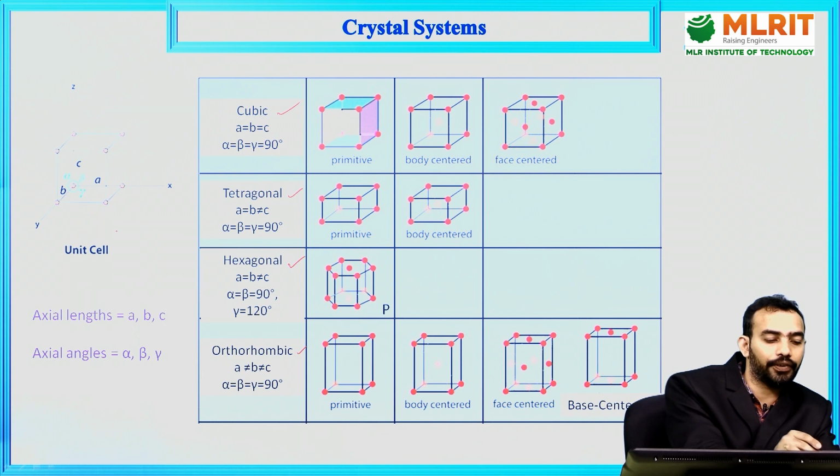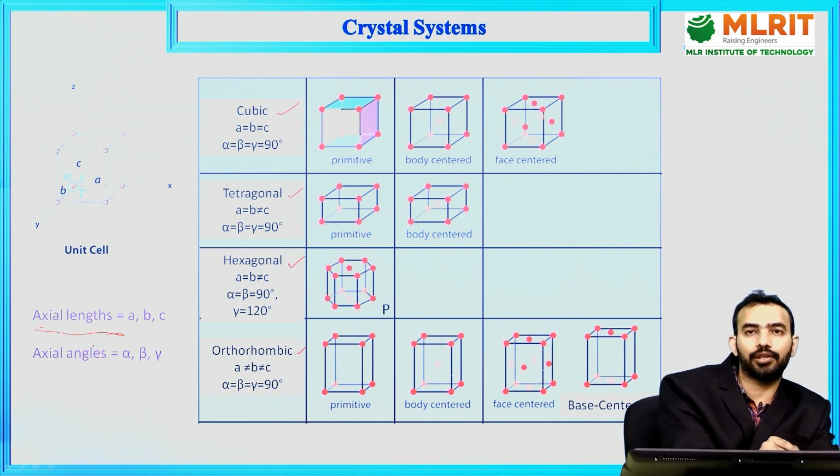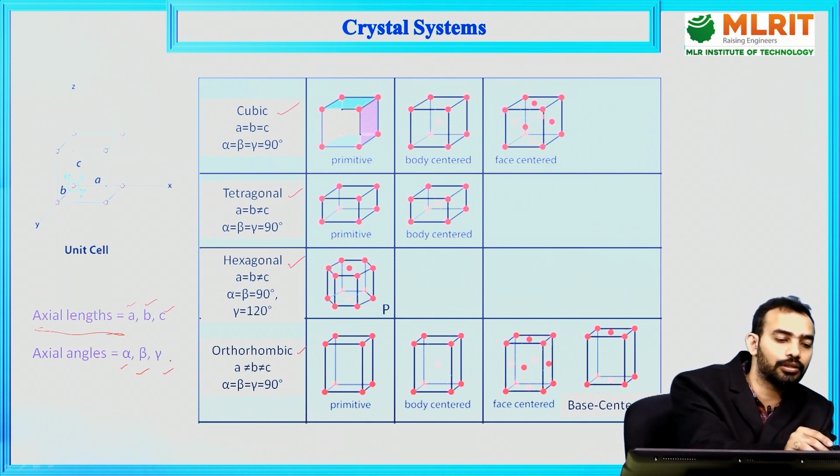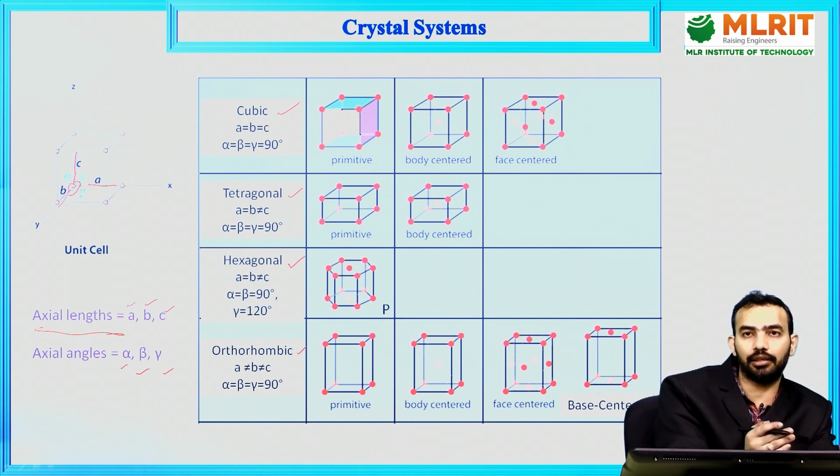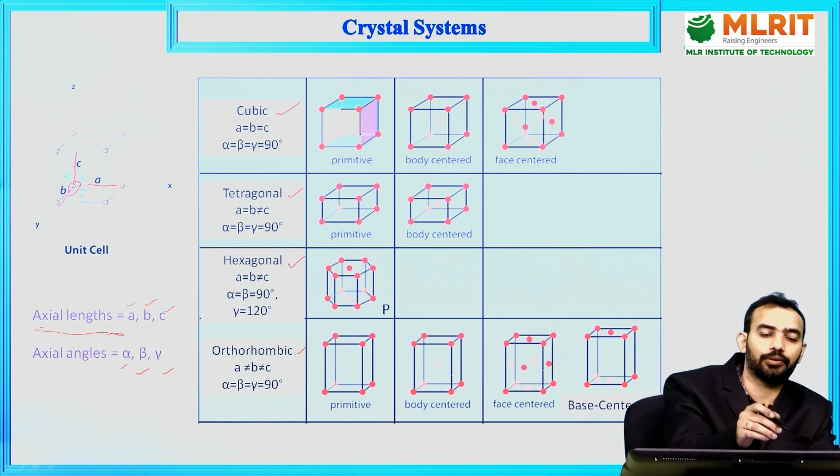If you look at the difference between these crystal systems, we consider the 3 axial lengths a, b, c, and 3 axial angles, that is alpha, beta and gamma. So these are your axial lengths a, b and c, and here are your angles alpha, beta and gamma. So these are the 3 lengths and 3 angles. Based on this, we divide the crystal system into 7, according to the relation between these lengths and angles.